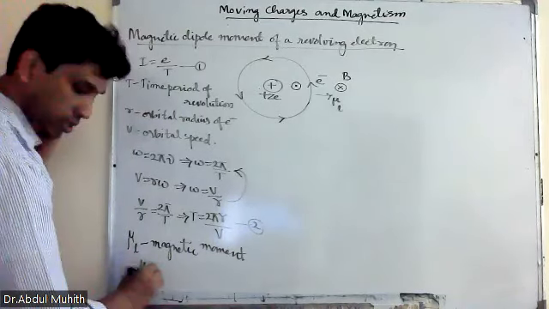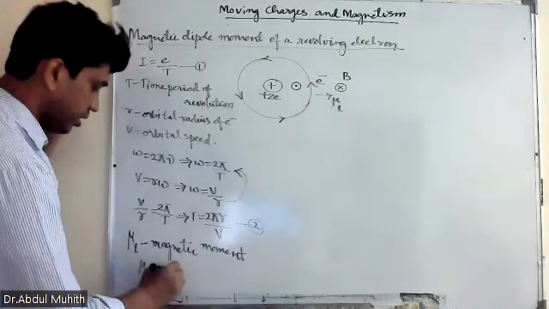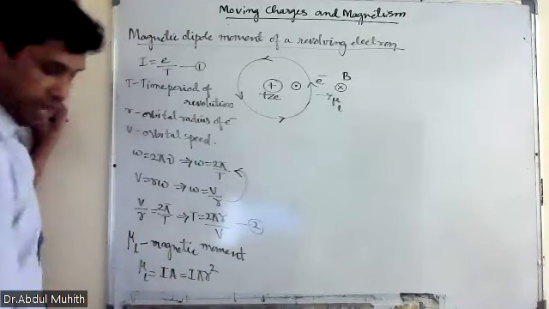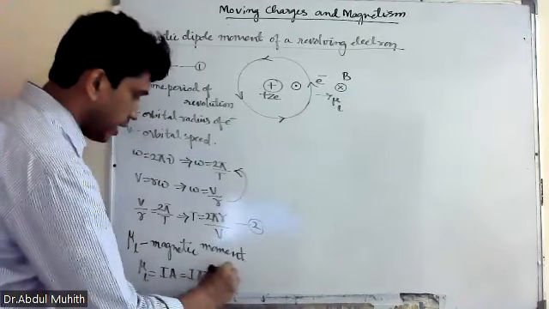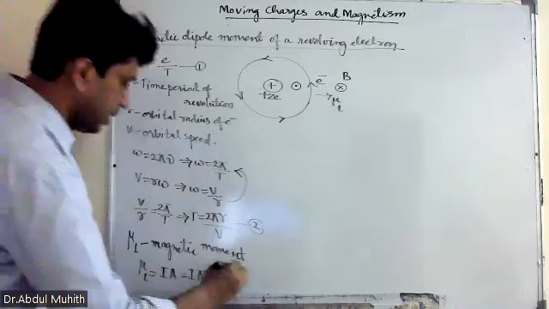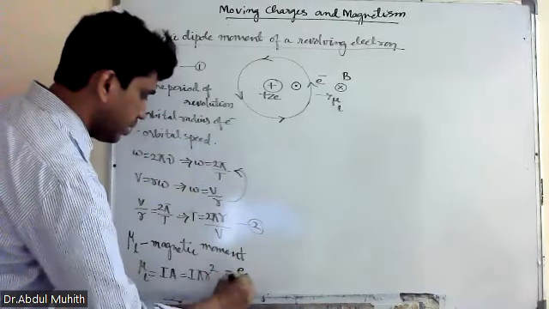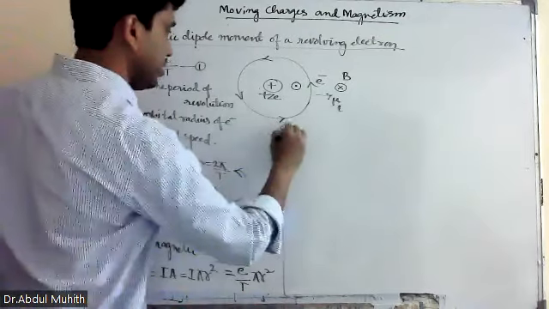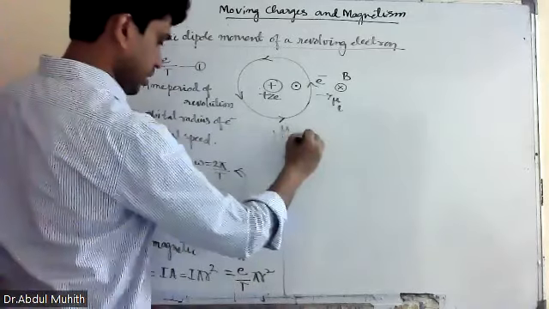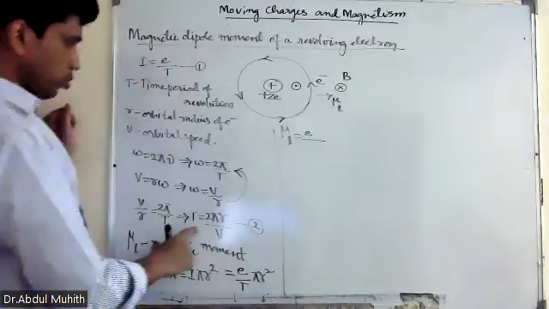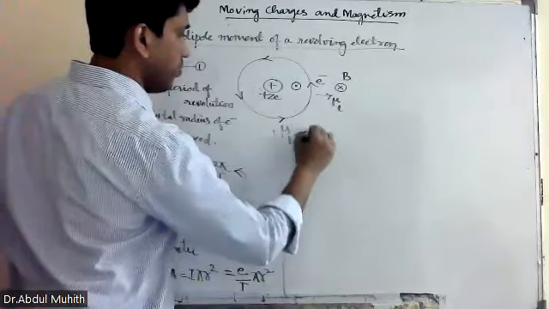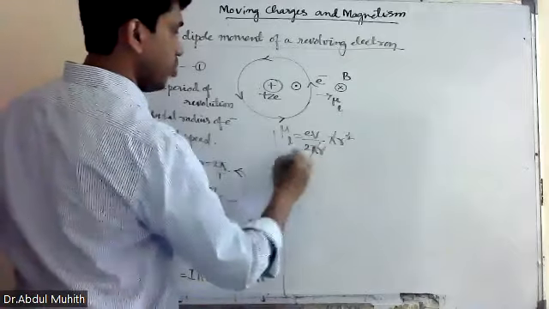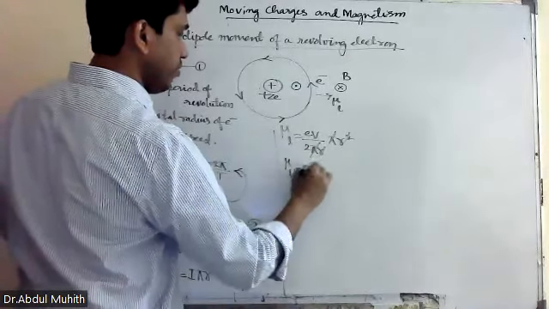Mu L is equal to I into A, which is equal to I into pi R square. Pi R square is the area of the circle. Now, what is the current here? Current I is equal to e by T. So we substitute these values. Mu L is equal to e by T, where T is 2 pi R by V, so 2 pi R and V will come here, into pi R square. So R and R will go away. Mu L is equal to eVR by 2.